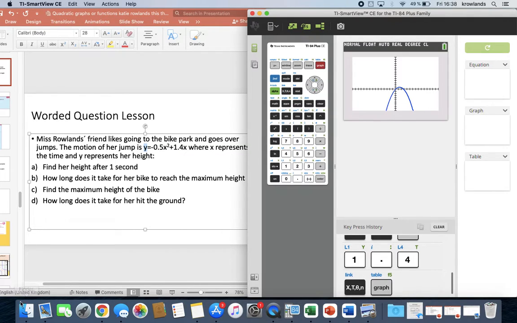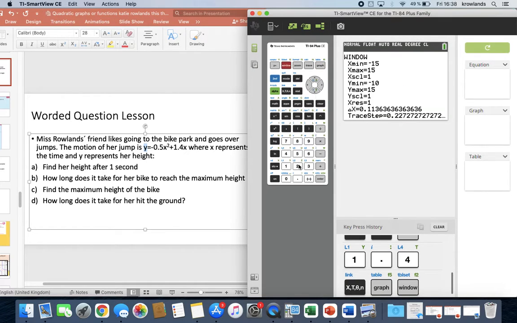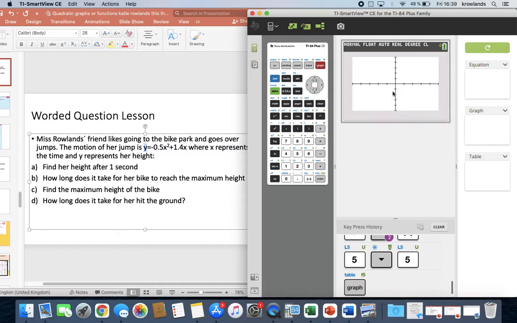We can see too much of the graph, way too much of the y and way too much of the x. So on the window, I'm going to change it to make it about a third of the original. I've changed them from around minus 15 and 15 to minus 5 and 5. Graph. You can see a lot better now. So we need to do the different facts.